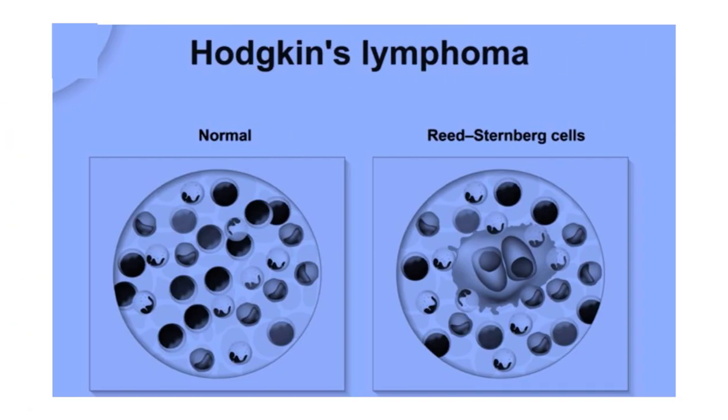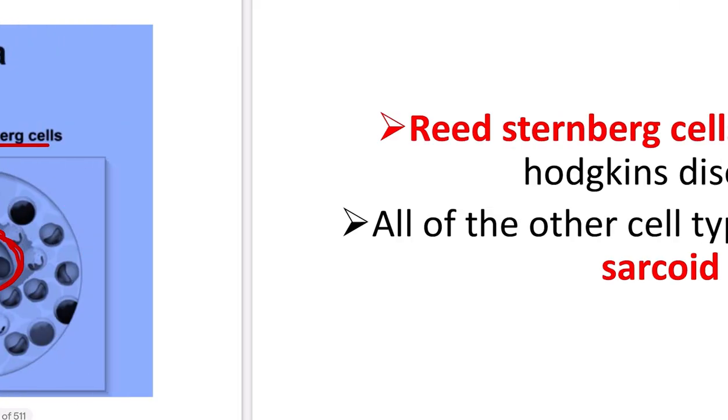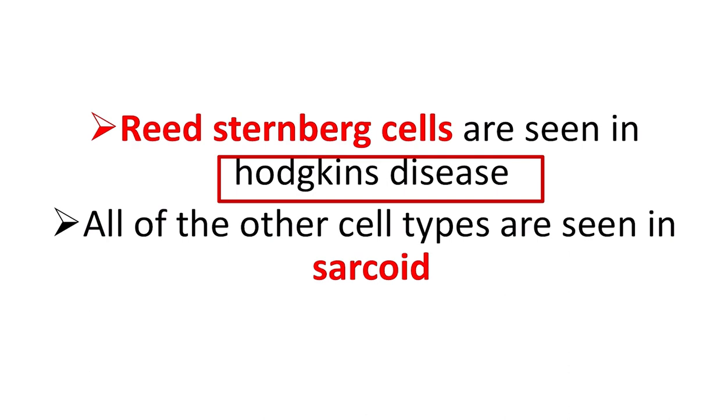First of all, let's see Hodgkin lymphoma. What occurs in case of Hodgkin lymphoma? There is the RS cell, that means the Reed-Sternberg cell. Normally we can see there is no such cell in this microscopic view, but in the second option here we can see the RS cell or Reed-Sternberg cell, and it is the pathological feature for Hodgkin lymphoma. So in Hodgkin lymphoma, the RS cell is usually present, especially in Hodgkin disease. And all other options are usually seen in case of sarcoidosis.